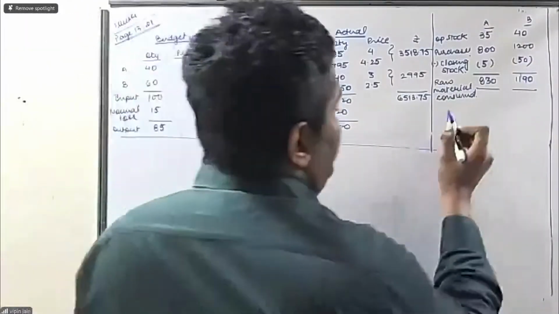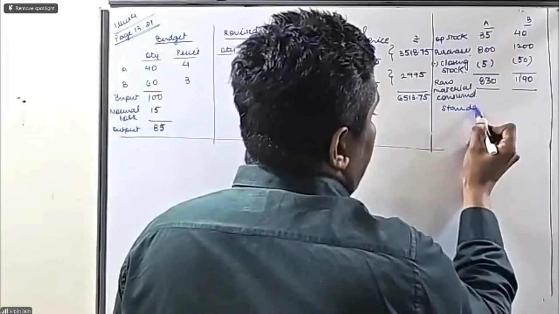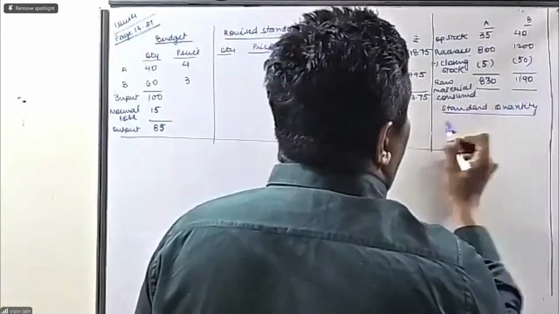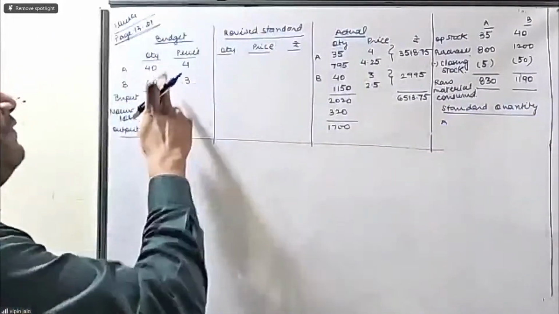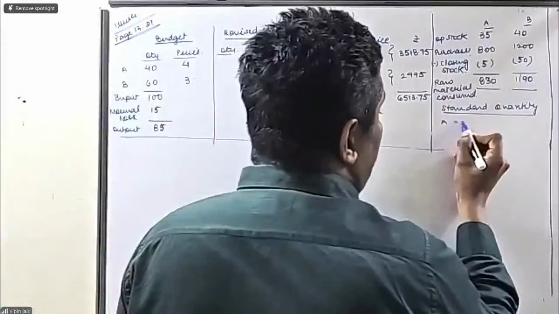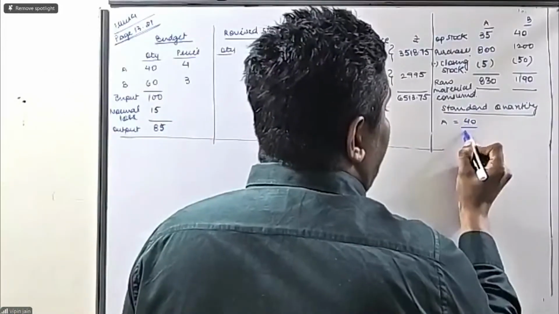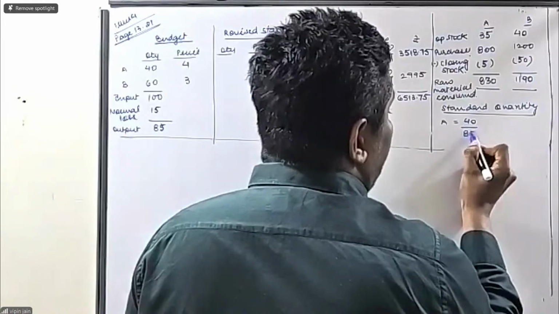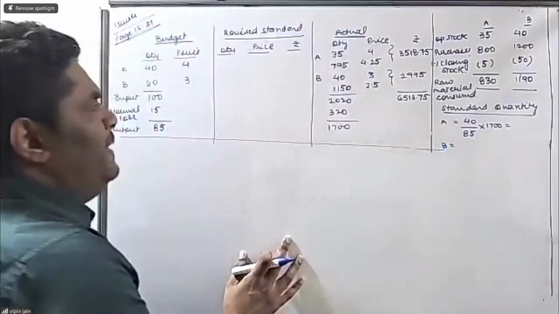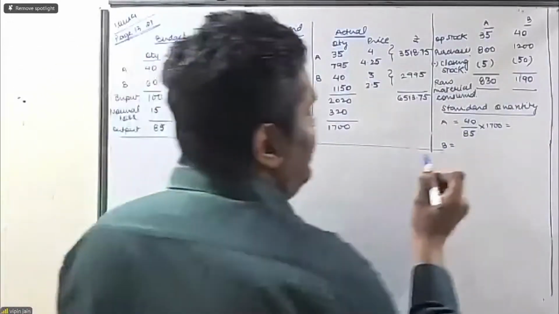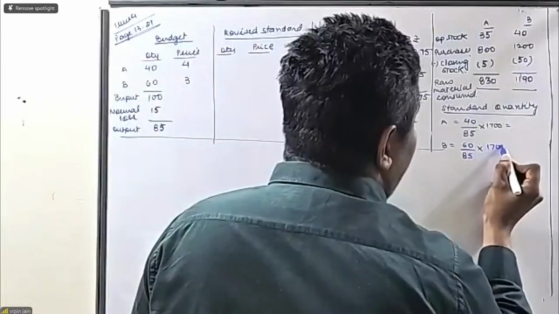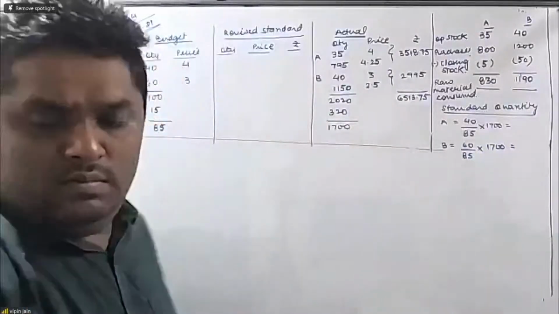So now for A and B, we will calculate standard quantity. 40 for 85 units of output. For 1700 units of output, how much? 40 for 85 units of output. So for 1700 units of output, how much? And similarly for B also, 60 for 85 units of output. So for 1700 units of output, how much?